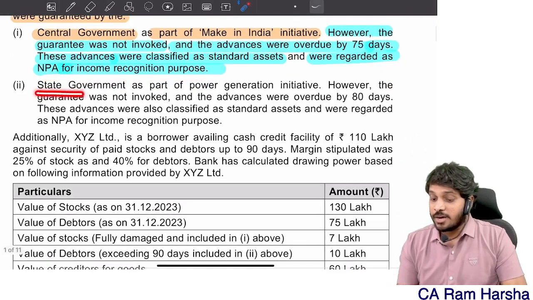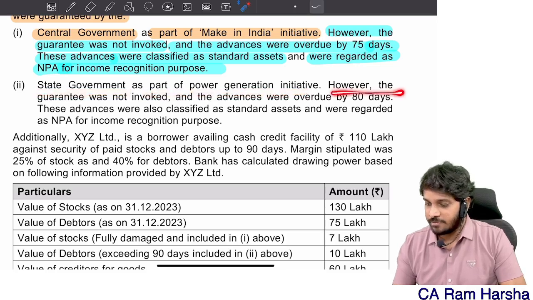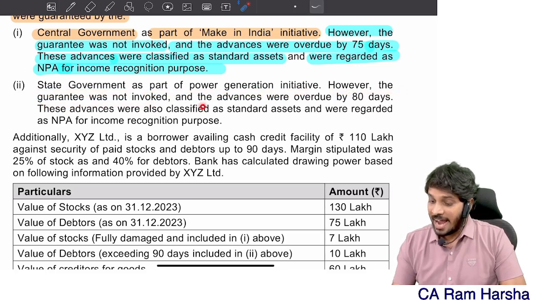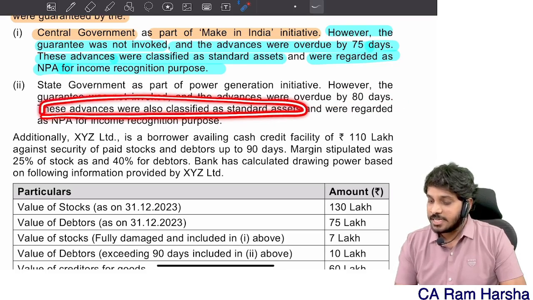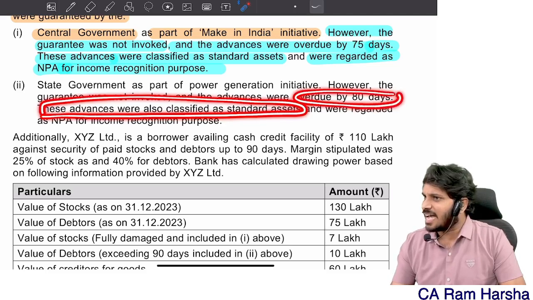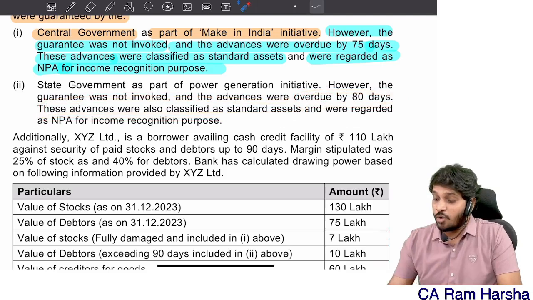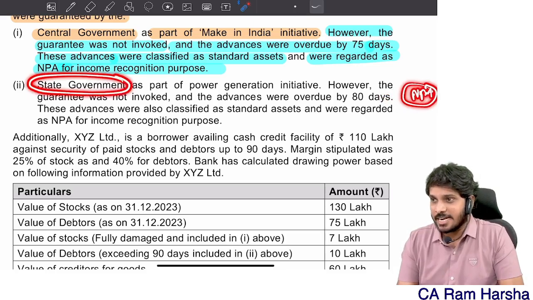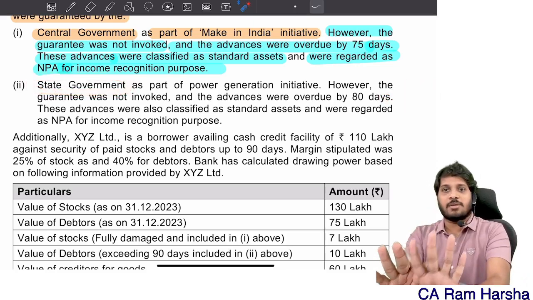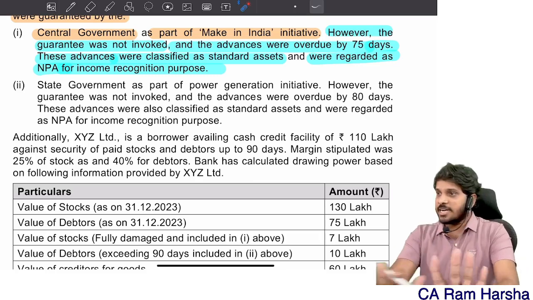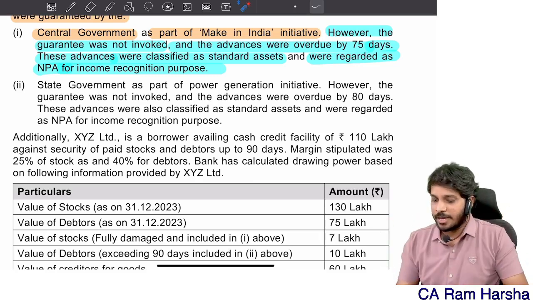Second, some advances are guaranteed by state government as a part of power generation initiative. However, the guarantee was not invoked and advances were overdue by 80 days. These advances were also classified as standard. Yes, since overdue is less than 90 days, they are classified as standard asset, which is correct. But what if 90 days crossed? It is NPA because the advance is guaranteed by state government. Only for central government, RBI circular applies. For state government loans, RBI circular will not apply.